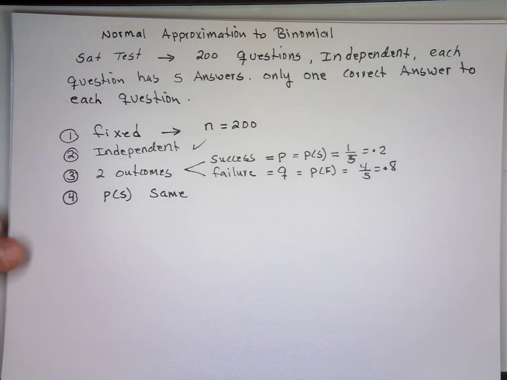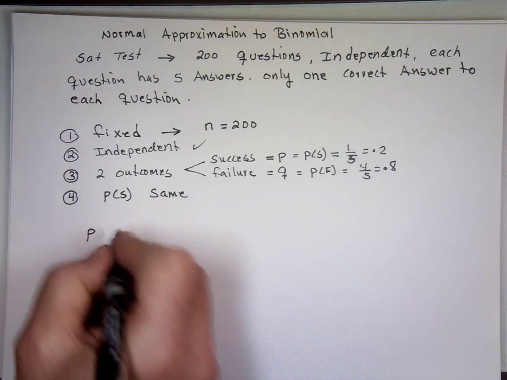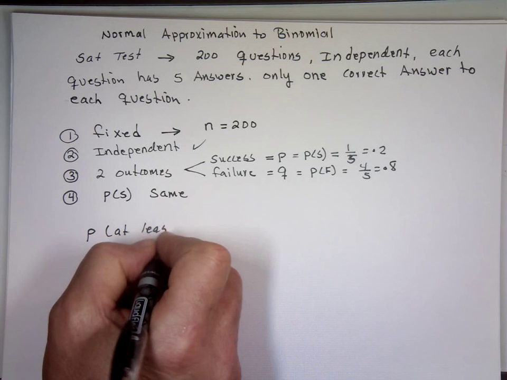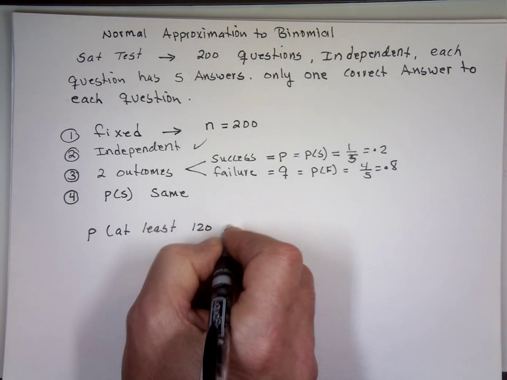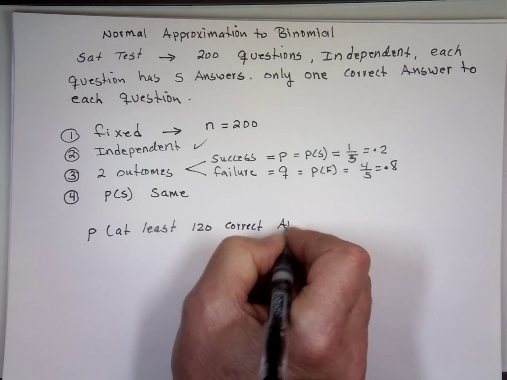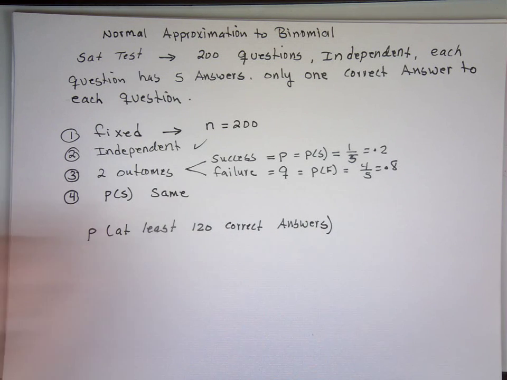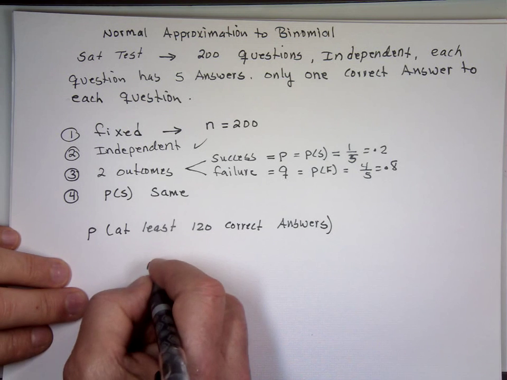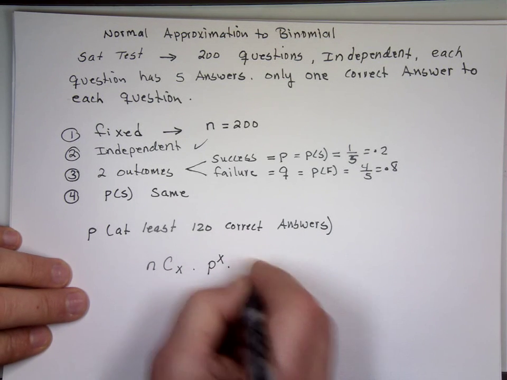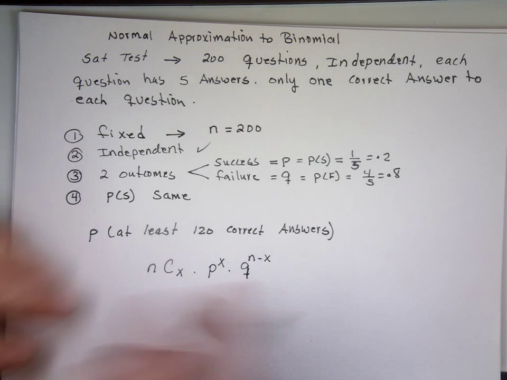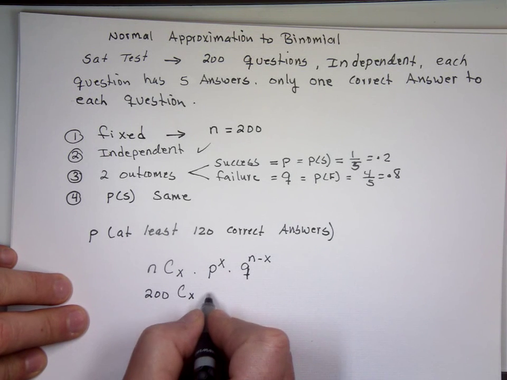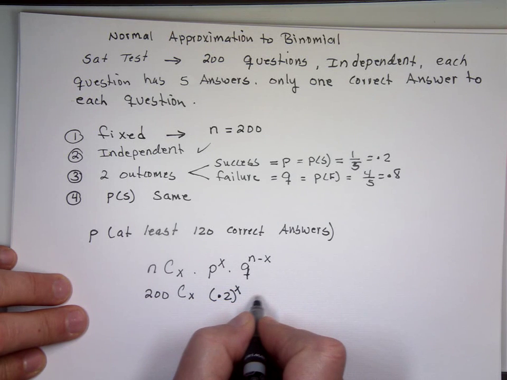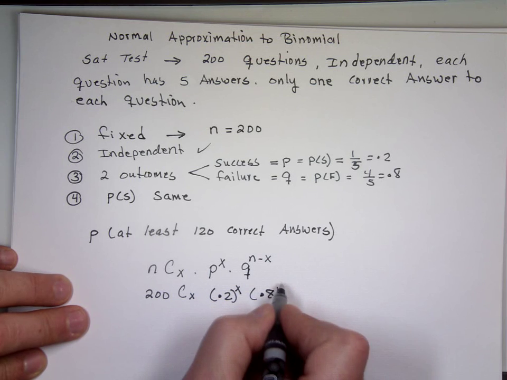And now let's say the question for you, what's the probability of you getting at least, let's pick some, 120 correct answers. At least 120. Well, you know this is binomial, so I have to use nCx times p to the x times q to the n minus x to find the probability for each case. And n in this example is what? 200. Cx, p, which is 0.2 to the x power, and q, which is 0.8 to what power? 200 minus x.